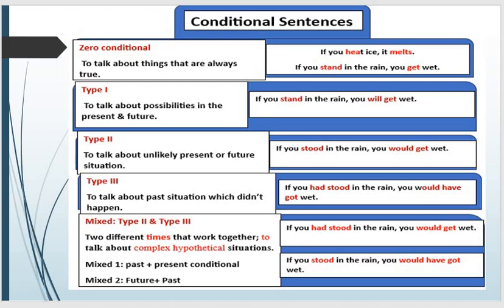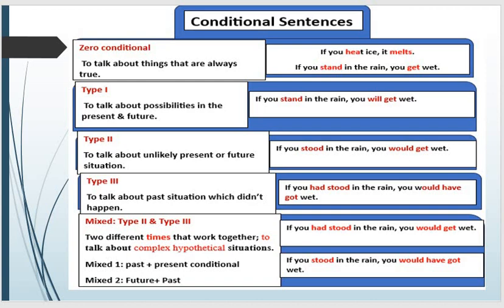Let's see the mixed one. Past plus present conditional, like: If you had stood in the rain, you would get wet. The next one is formed by future and past: If you stood in the rain, you would have got wet. As you have seen here, the if clause part is from type 2, the main clause or result clause part is from type 3.